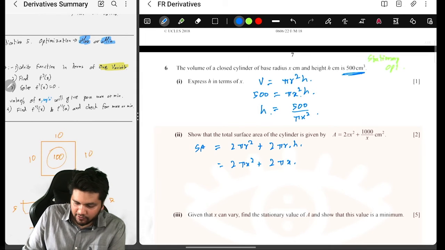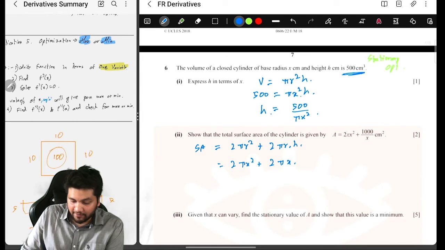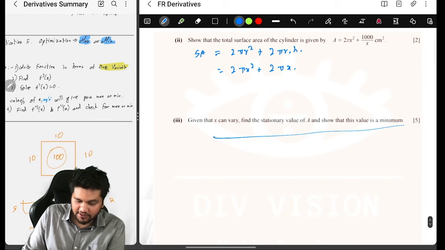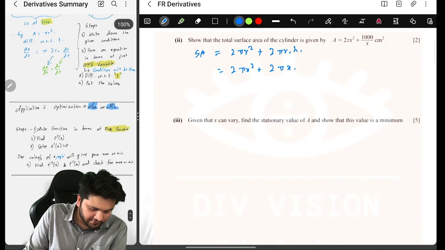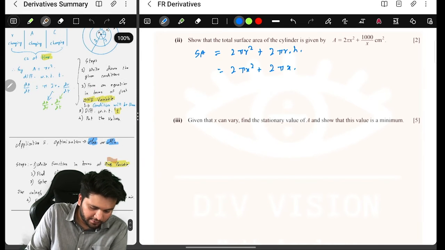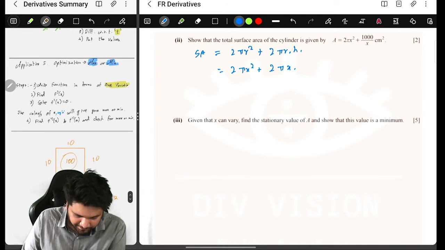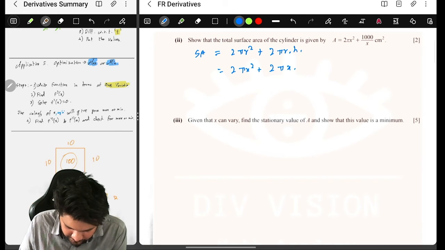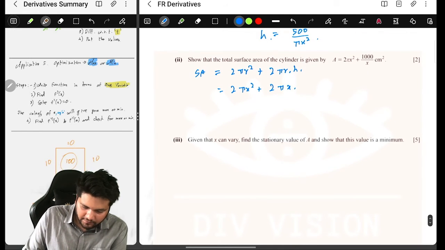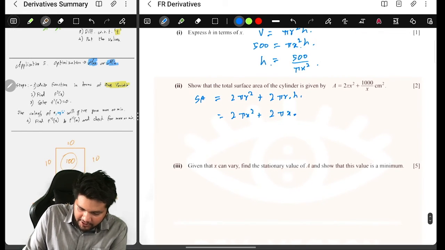But see, we need to write everything in terms of one variable. Why? Because for the next step, as you can see, they're asking you for the stationary value. So remember, I told you, write the function in terms of one variable only. Optimization. Remember this thing, I said one variable. So that's the reason we are doing it. So now, sorry, 2 pi x into h. h is nothing but 500 by pi x square.